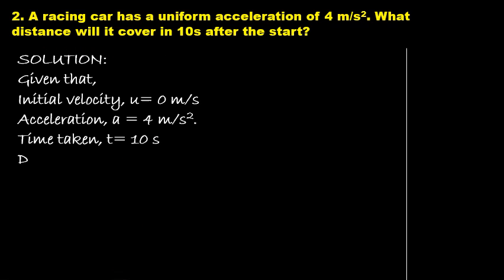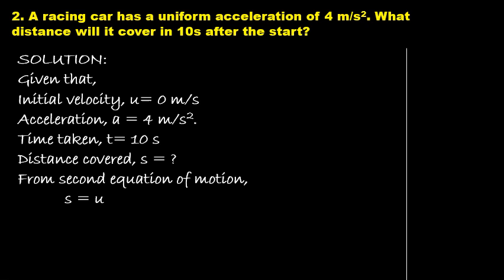So time is 10 seconds. And the unknown quantity here is distance covered, which has to be determined. Distance covered is represented by small s. We have to find its value. Now we will check which equation of motion we can apply when we are given s, u, a and t. So obviously we can easily use the second equation of motion, s is equal to ut plus half at square. That is what we are going to do.